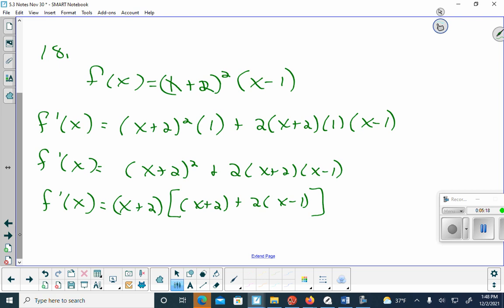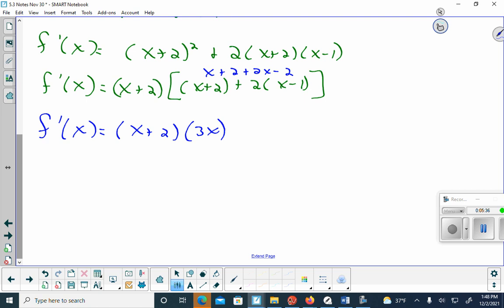So do we agree that this is x plus 2 plus 2x minus 2? So then this is x plus 2, and then this becomes 3x. So I'm setting this equal to 0. So here x is equal to 0, x is equal to negative 2.